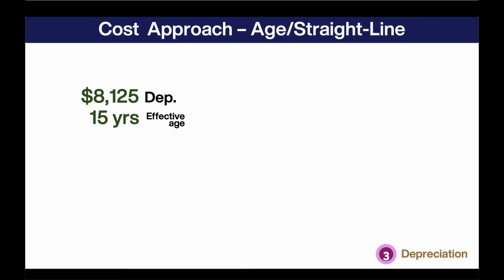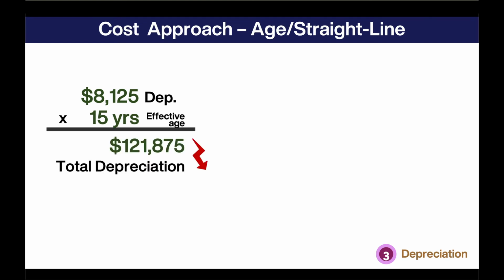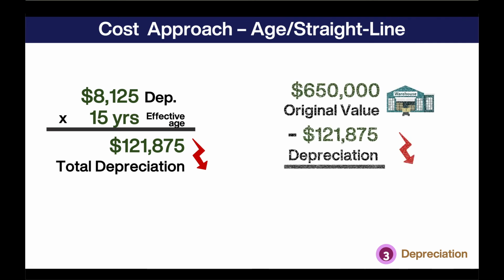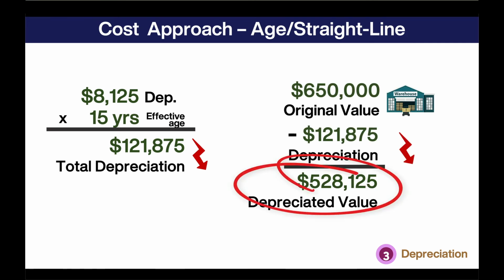So if the warehouse is 15 years old, or has an effective age of 15 years, it would have lost 15 years of $8,125, or a total depreciation of $121,875. Thus, the current value of the building would be $528,125. Oh, that's a lot.